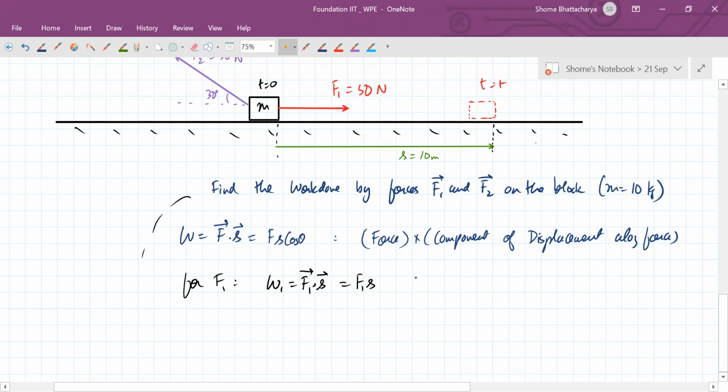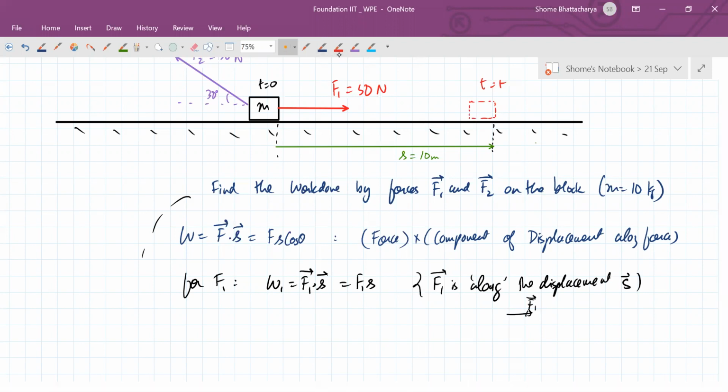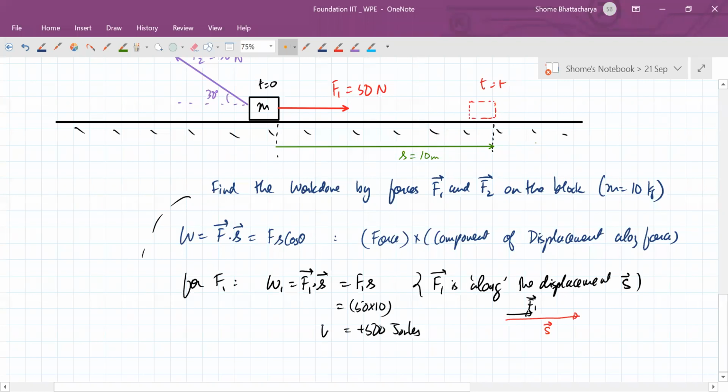It is F1 into S, because you can see that the force F1 is along the displacement S. The force is also like this, and the displacement vector is also like this. So it's very simple. So that work done is just 50 into 10. That's plus 500 joules. That's the work done by the first force.